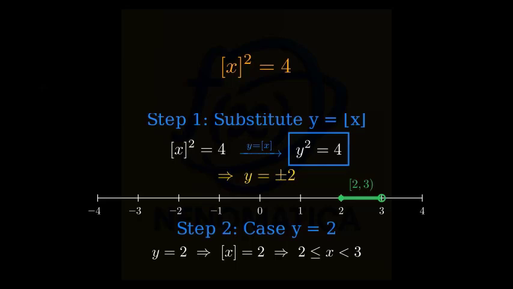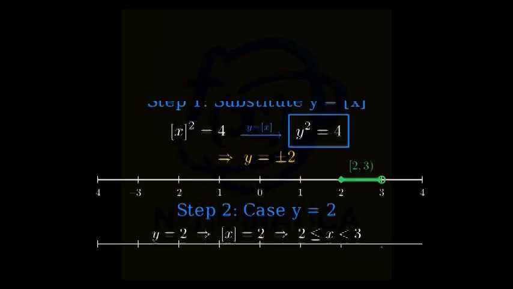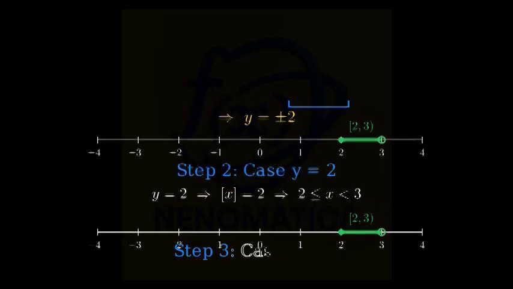So here, 2 is less than or equal to x, and x is less than 3. Let's show that interval on a number line with a closed endpoint at 2 and an open endpoint at 3. Step 3, handle the case y equals negative 2.